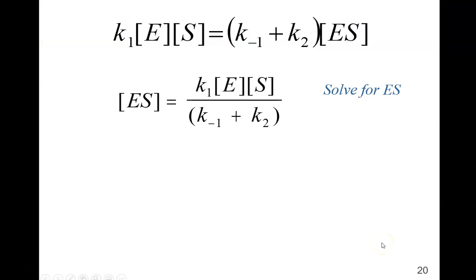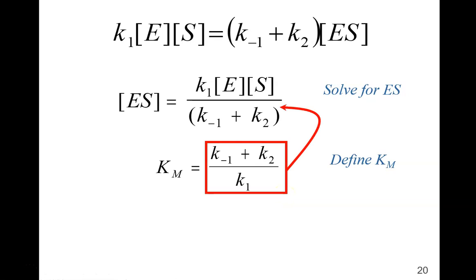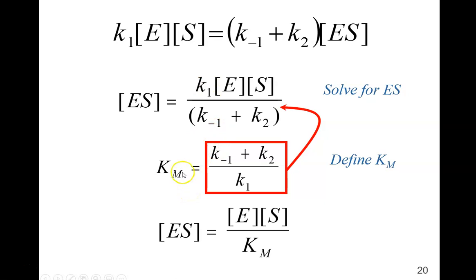Okay, so here's that equation that I just showed you. So mathematically, I'm just going to solve for ES. So I get this expression right here. And now I'm going to define Km. So we're just going to collect all of our rate constants and have one big constant called the Michaelis constant. And that is equal to K minus 1 plus K2 over K1. So if I've defined Km, then I can substitute K minus 1 plus K2 over K1, and that puts Km in my denominator. So I have ES equals the concentration of E times the concentration of S divided by Km.